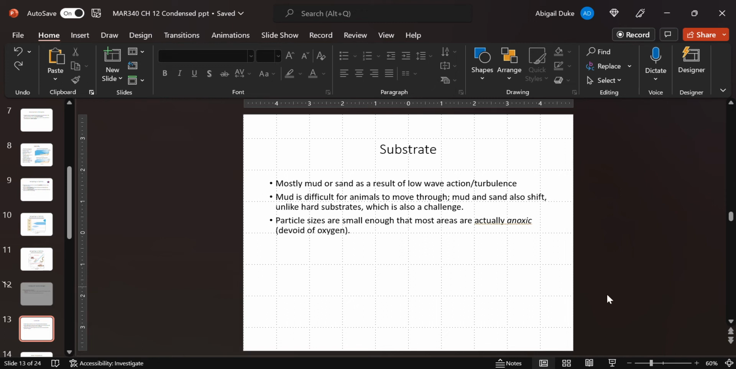Substrate. Mostly mud or sand as a result of low wave action and turbulence. Mud is difficult for animals to move through. Mud and sand also shift, unlike hard substrates, which is also a challenge. Particle sizes are small enough that most areas are actually anoxic, devoid of oxygen. So yeah, that was that note that I said a little earlier back. So I guess we're going backwards through this.